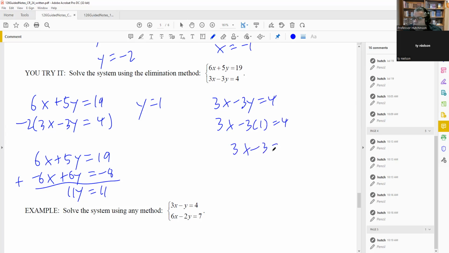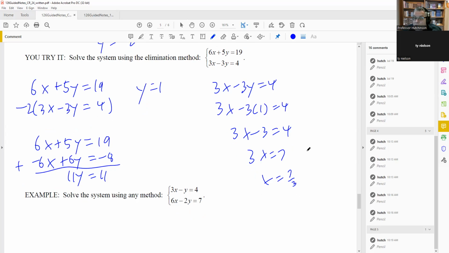So 3x minus 3 equals 4. We add the 3 to both sides and we get a 7. So we do get a fraction here on that one, which is okay. Sometimes we do get fractions as a result for one of the components, but that's fine. So that would be your answer on that one.